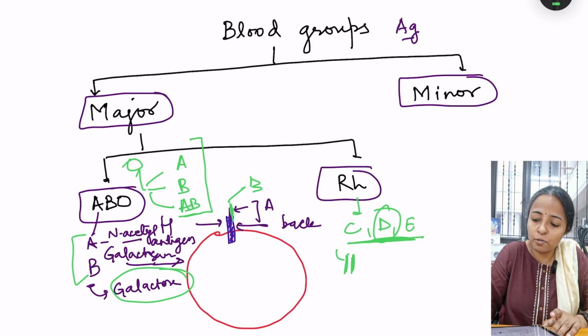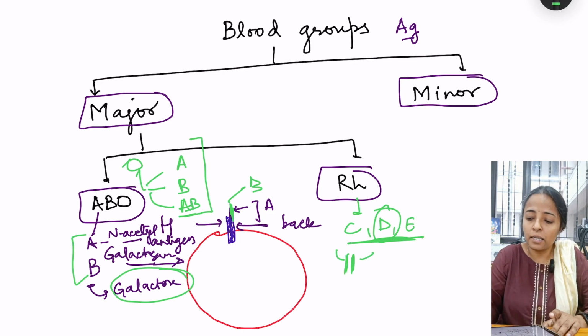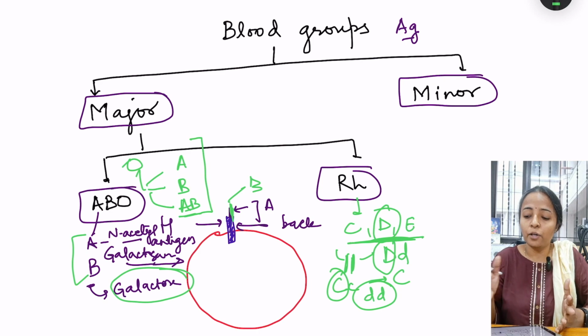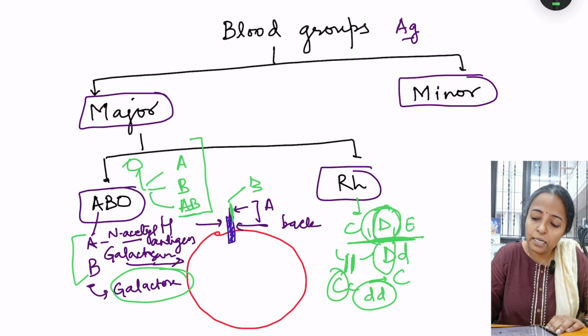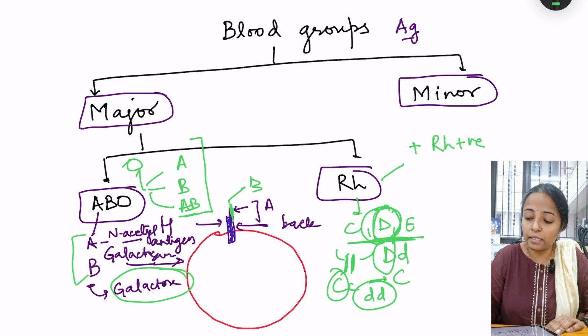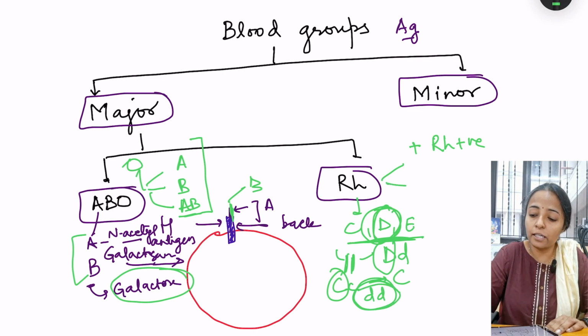So one gene is present on each of these chromosomes. Say suppose the gene is C, so that means C antigen will be present. Okay, then if it is D, that means D antigen is present. If it is like this, small d, small d, there will be absence of D antigen. So we will talk mainly about this D antigen. If it is present, then it is known as Rh positive blood group, and if it is absent, that is, the alleles are like this, small d, then it is known as Rh negative blood group.